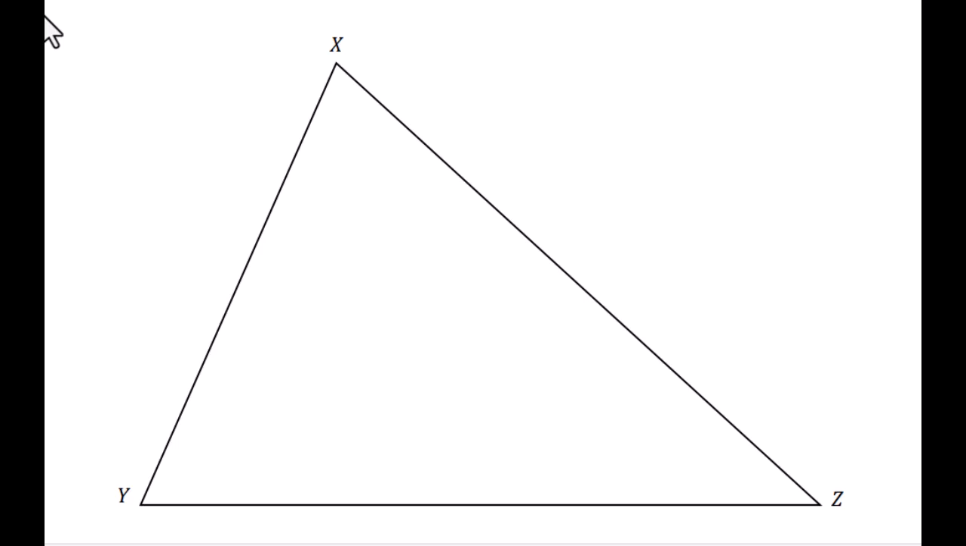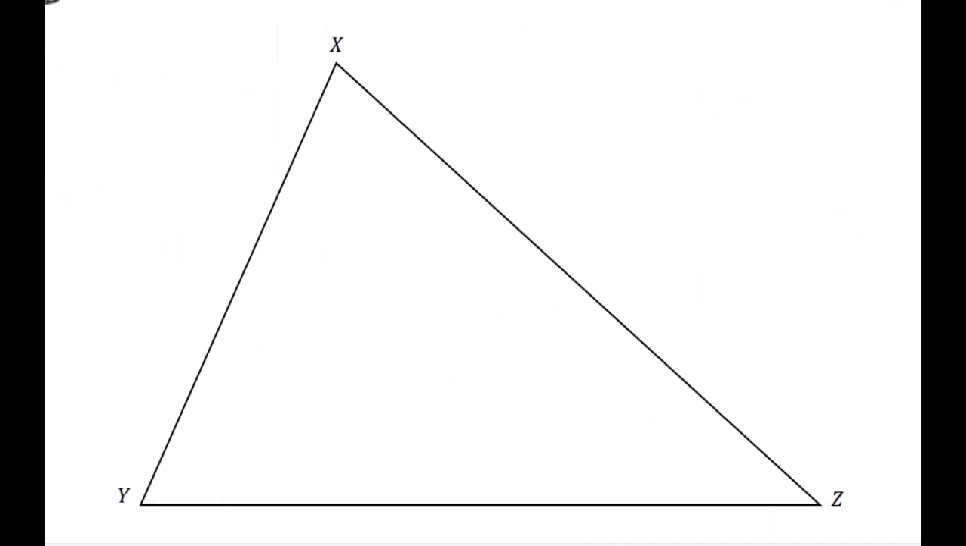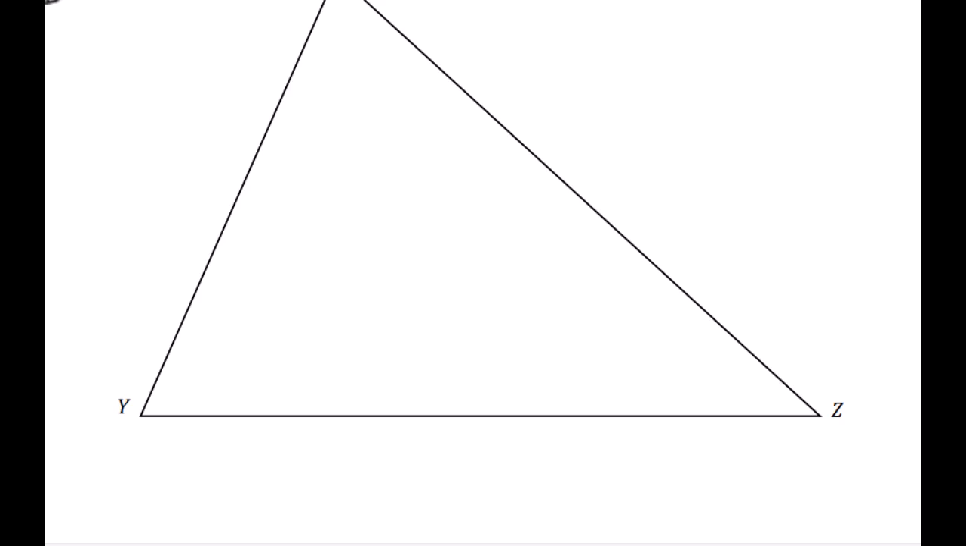You need to get your compass. What angle do we need to bisect first? XYZ. So we need to bisect this angle down here first. So what you're going to do is put the compass here first. You're going to draw an arc here, let's say, and another arc here. You're then going to identify those points, put a point there and a point there. You're going to then put your compass here and draw another arc out from there, and then you're going to put the compass here and draw an arc out here, and you're going to join that up to that.